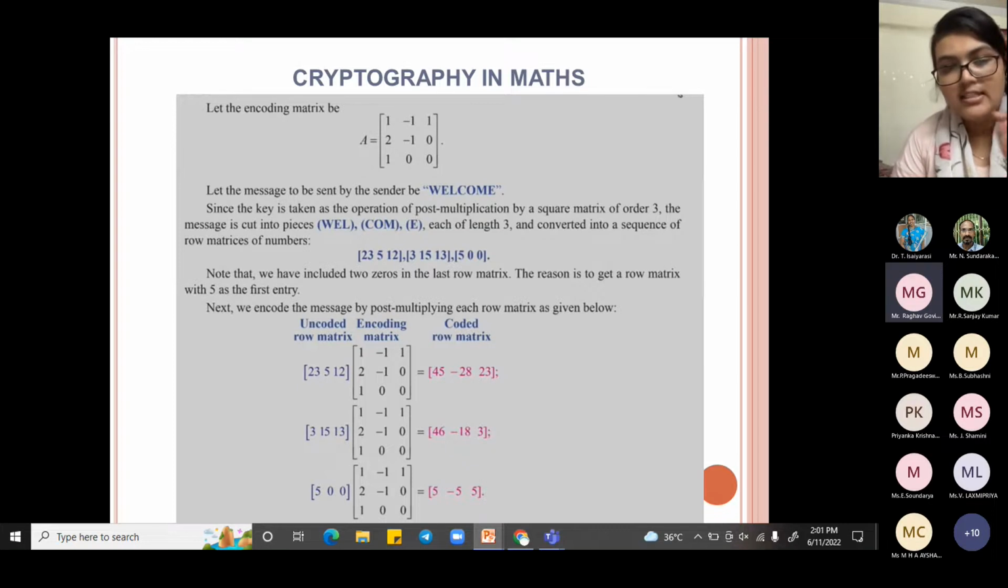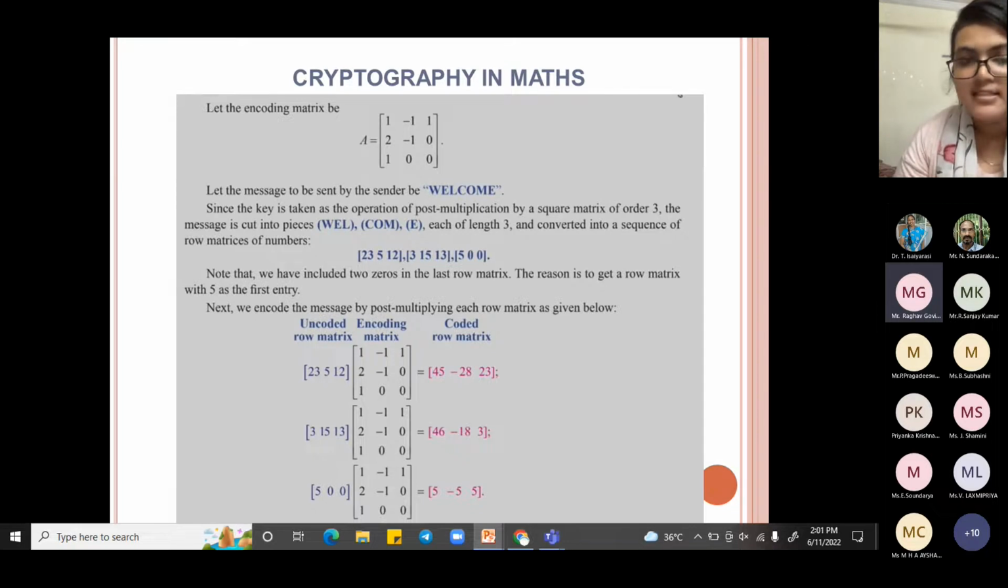So the message to be sent is welcome. The key is chosen by the combination of a square matrix, a 3 by 3 matrix. The key will be 1, 2, 3, 4, 5 for A, B, C, D to Z. So for the letter W, we will use the 23rd number, and for E, 5, L, 12, like that we will substitute all the letters by the numbers.